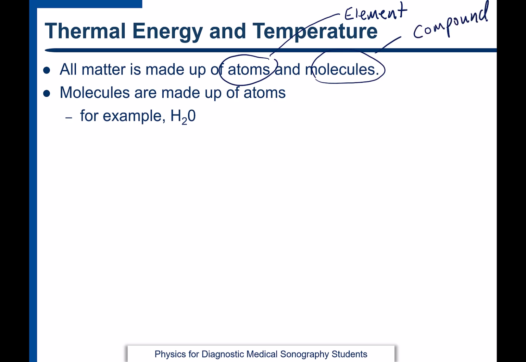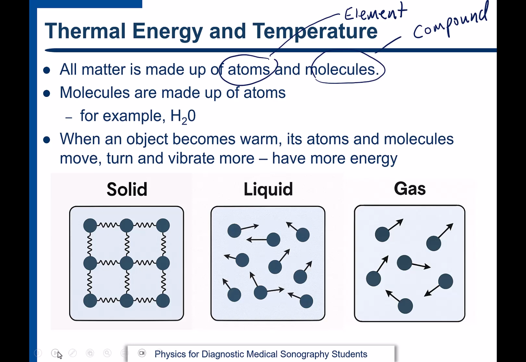In this video, we want to talk about the internal energy of an object, and that's what we call thermal energy. So think about thermal energy as the internal energy that an object has. And the first thing we want to understand is, well, what does that really mean? When an object becomes warm, it has more thermal energy. And what's happening there is the atoms and molecules that make up the object start to move more. So the individual atoms or molecules have more energy.